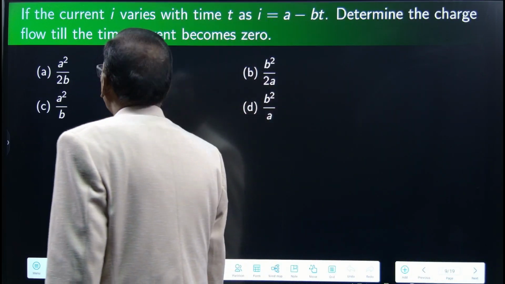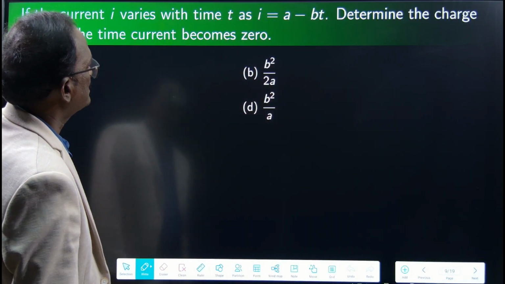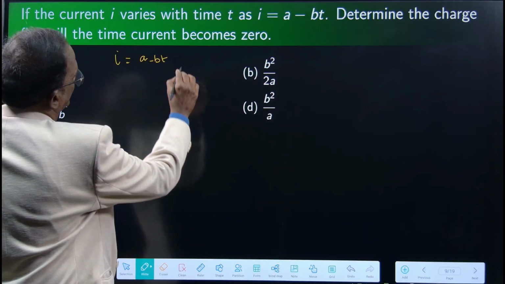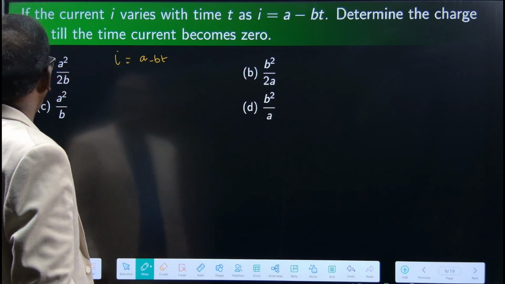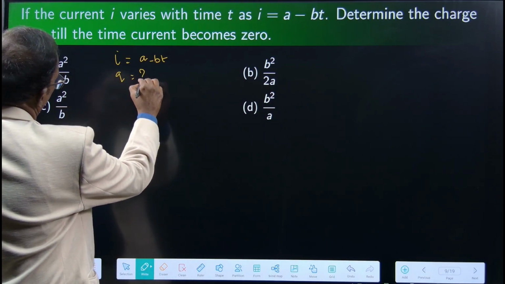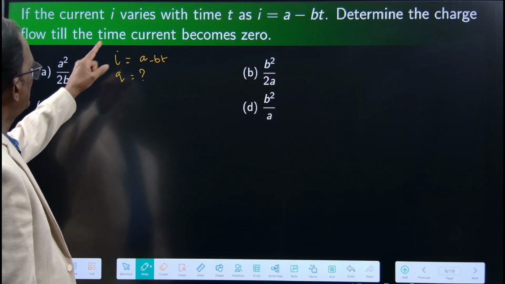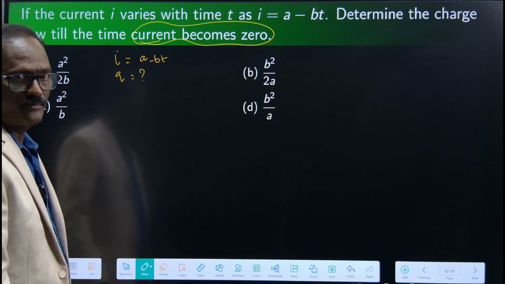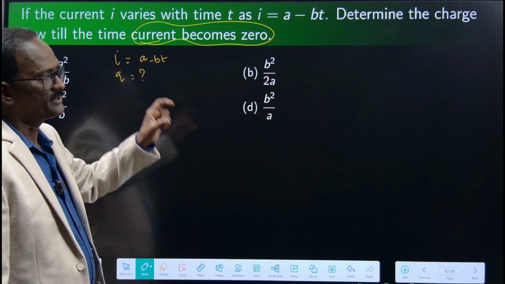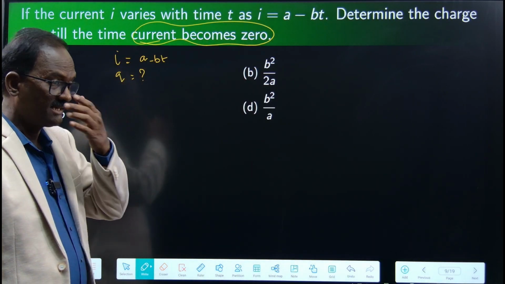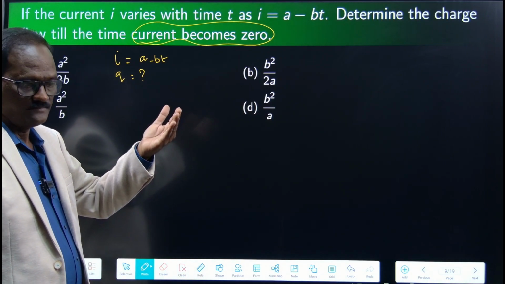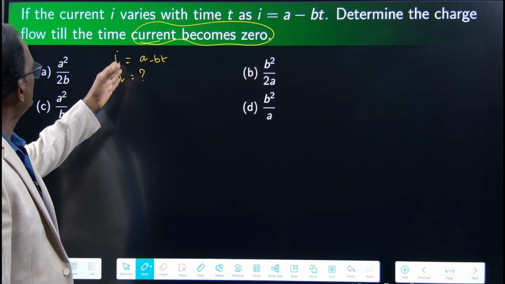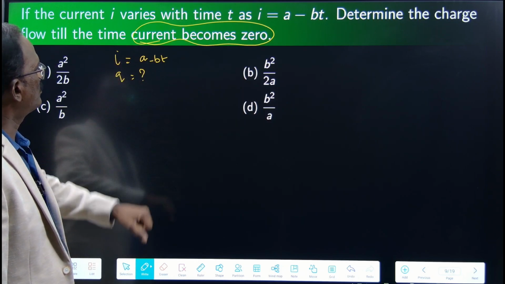Yes. If the current I varies with the time t as I equal to A minus Bt, determine the charge flow till the time the current becomes 0. Like the previous problem. I is equal to A minus Bt. In the last problem, when the current becomes 0 was asked, right? Here I is equal to A minus Bt, and Q is equal to what?